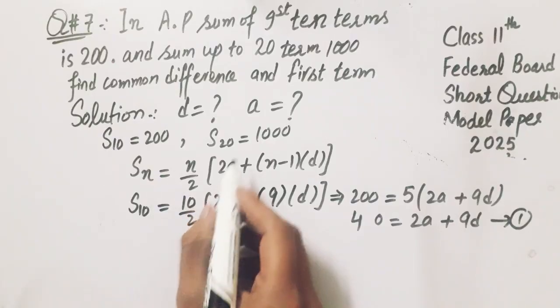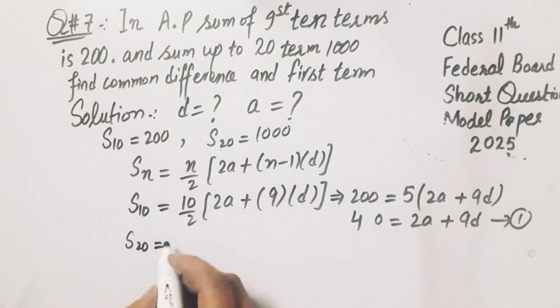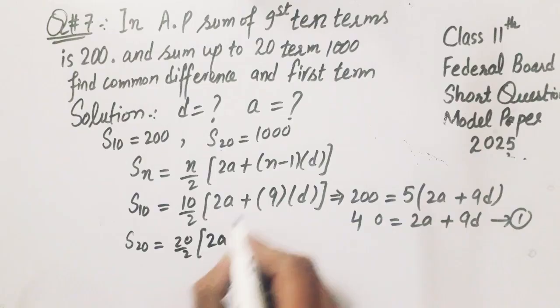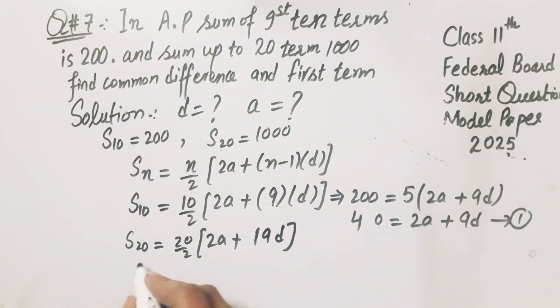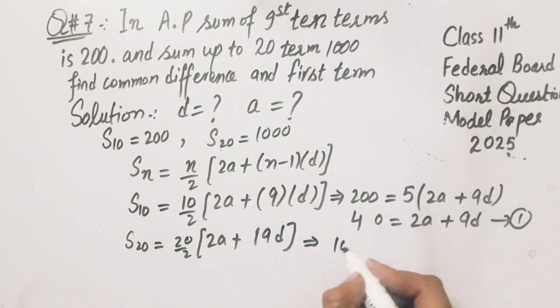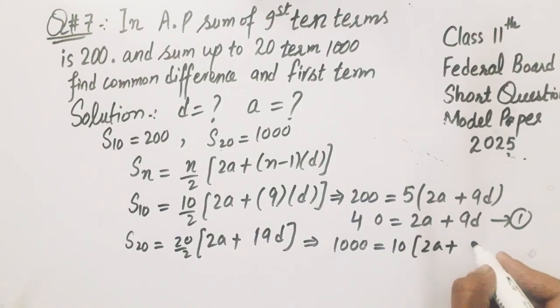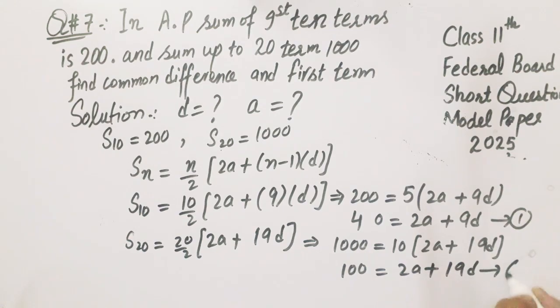Now we will solve S20. It means that n is equal to 20. So 20 by 2, apply this value in this formula: 2a plus 20 minus 1, which is 19, into d. Now the value of S20 is given as 1000, and 20 divided by 2 is 10, so 10 into 2a plus 19d. Dividing 1000 by this 10, we have 100 equal to 2a plus 19d. This is equation 2.